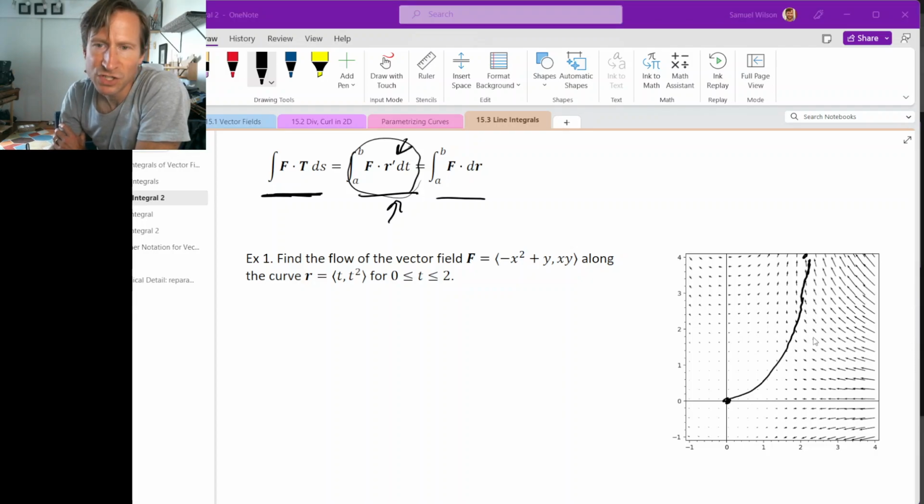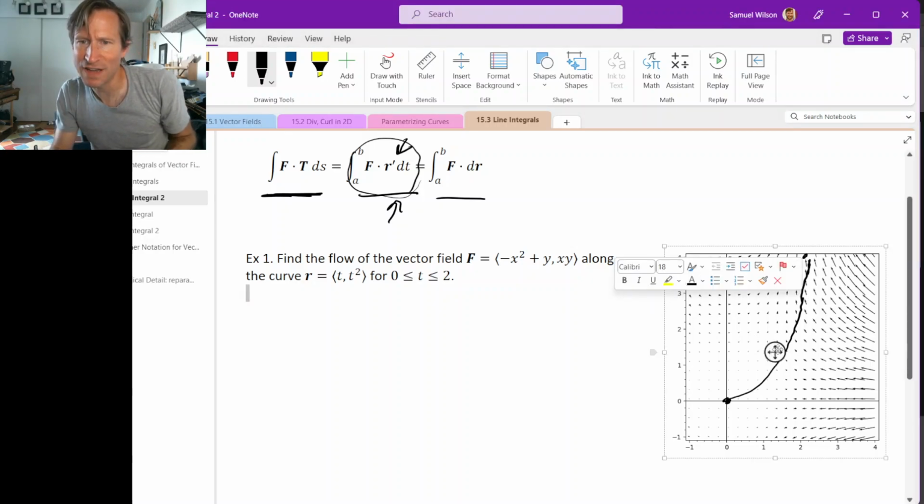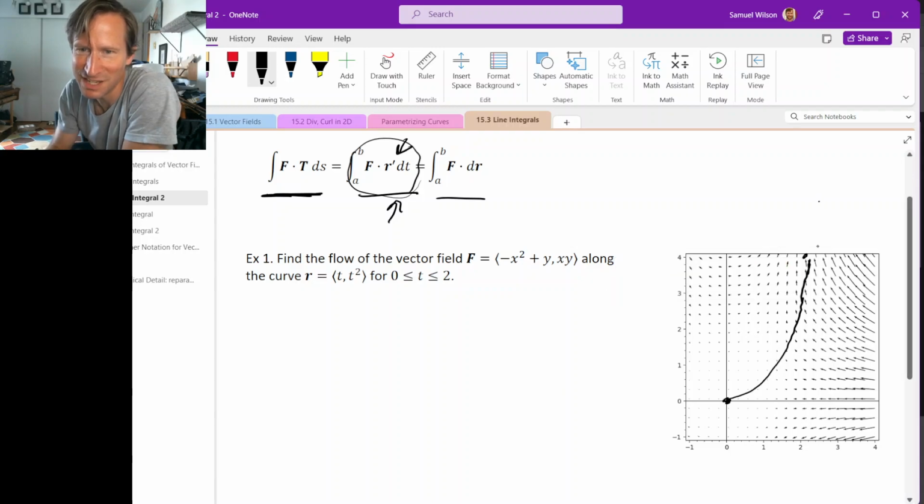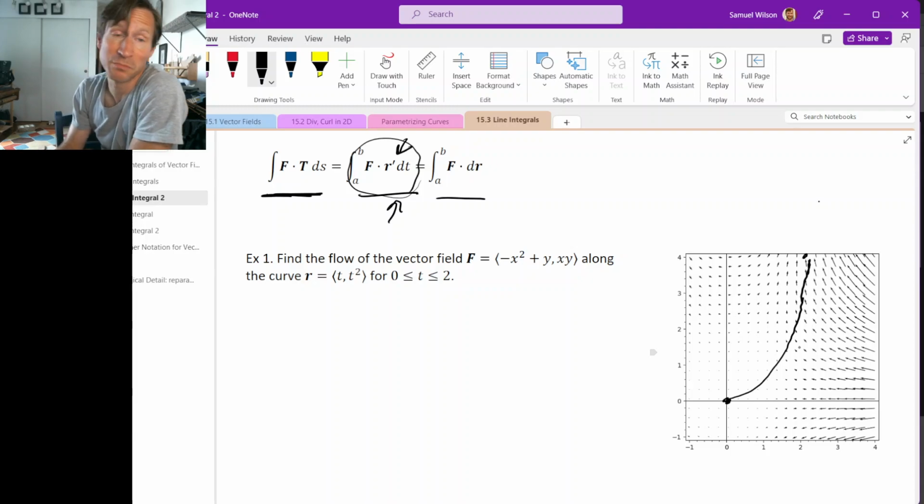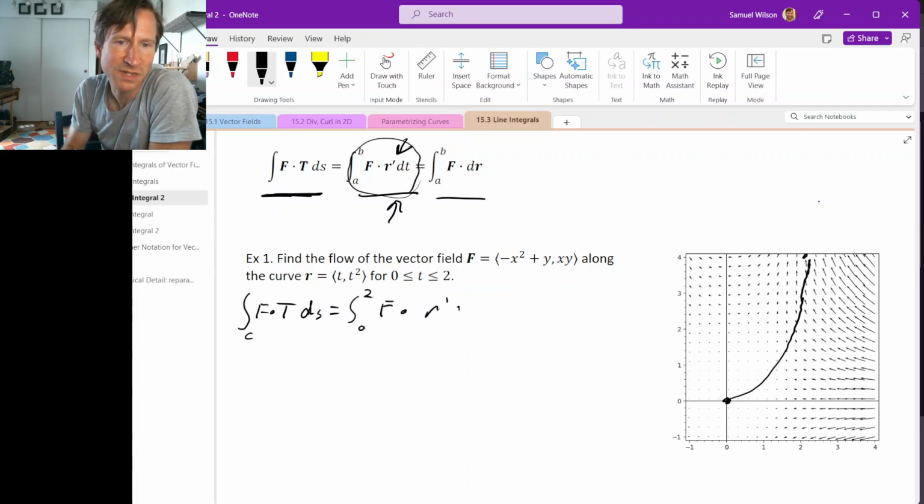And just looking at how the vectors are oriented compared to the curve, it looks like the vectors are mostly pointing along the curve. So we expect that when we compute this flow integral, we will get a positive number. So let's just check if that happens. We're going to compute the integral of F dot T ds, which is the integral from 0 to 2 of F dot r prime dt.